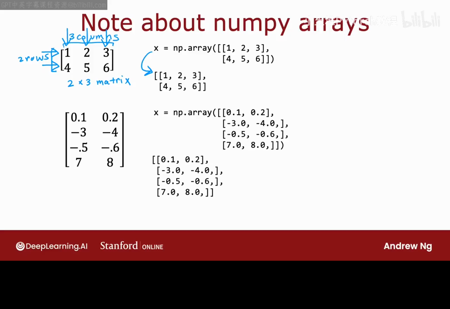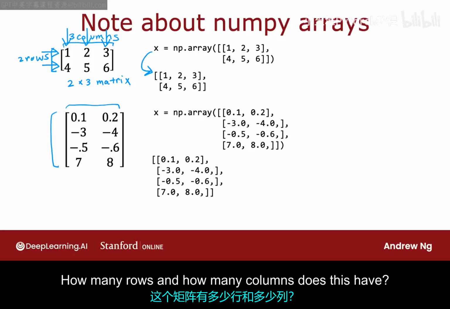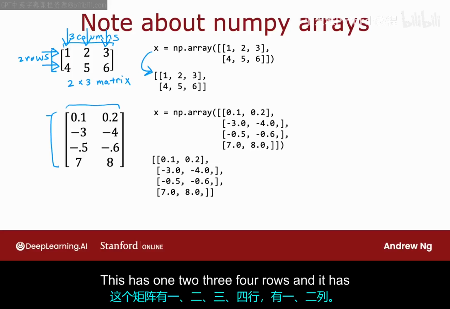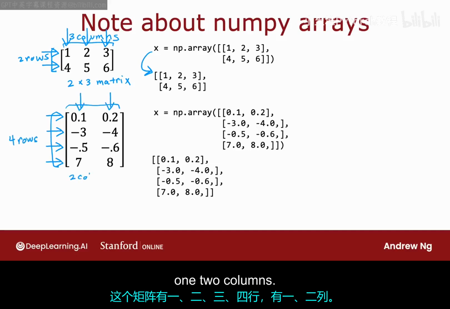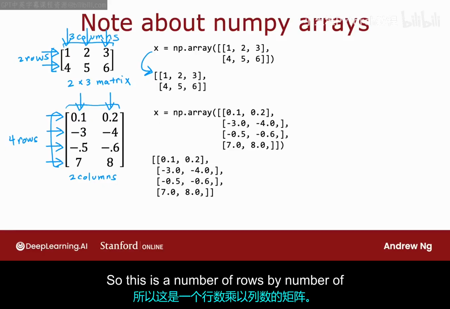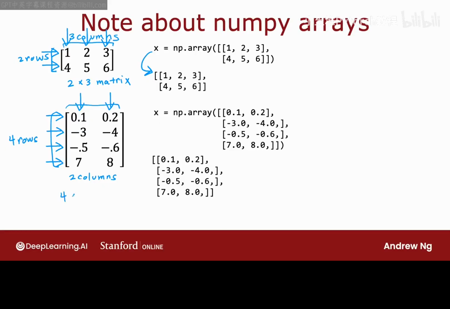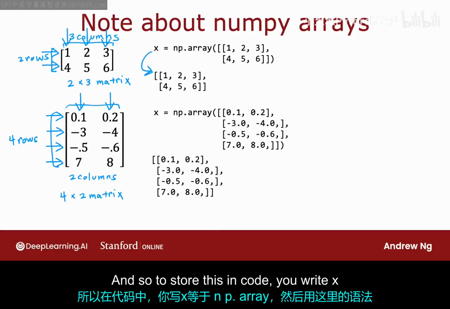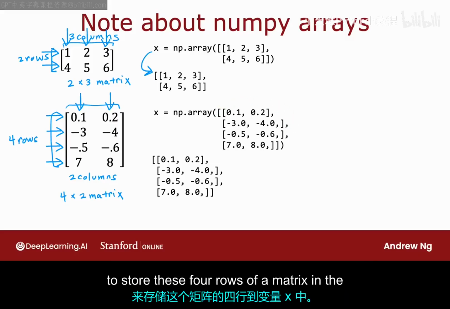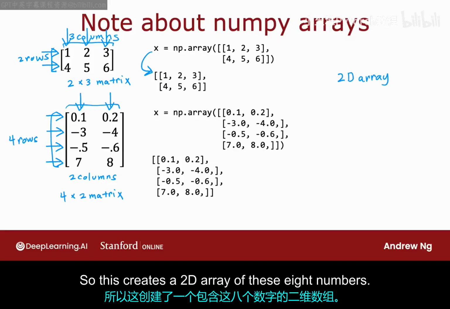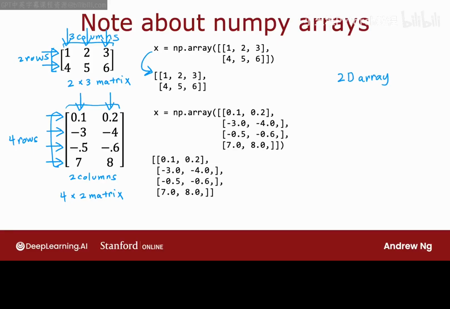Let's look at one more example. Here I've written out another matrix. How many rows and how many columns does this have? Well, we can count. This has 1, 2, 3, 4 rows, and it has 1, 2 columns. So this is a number of rows by number of columns matrix. So it's a 4 by 2 matrix. And so to store this in code, you would write x equals np.array, and then this syntax over here to store these 4 rows of a matrix in the variable x. So this creates a 2D array of these 8 numbers.